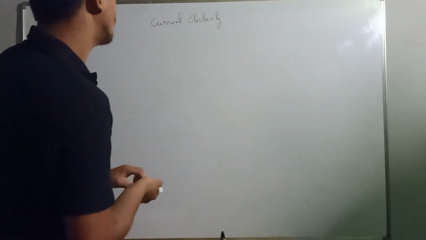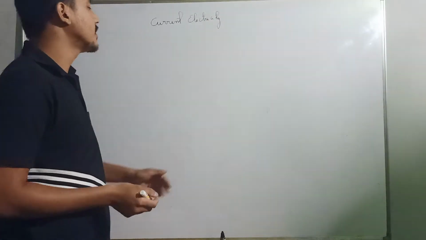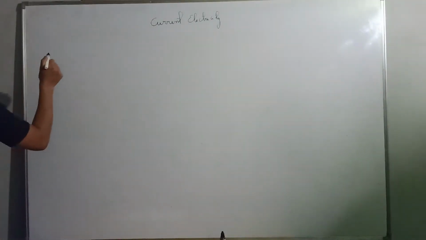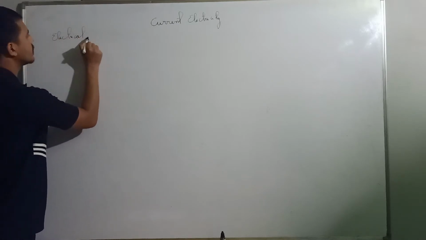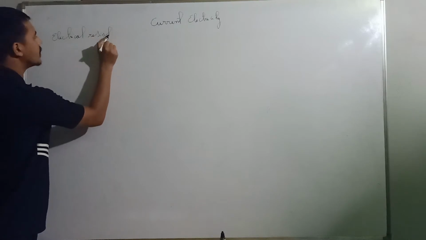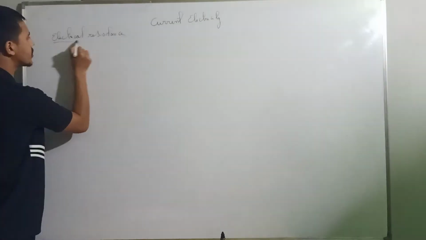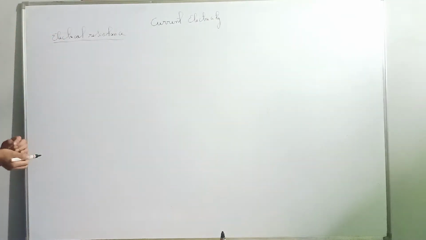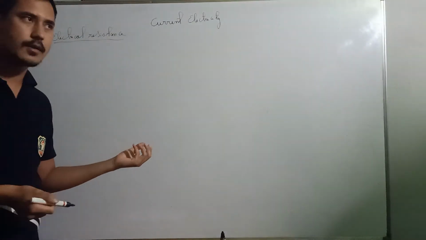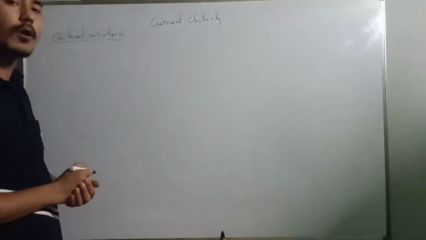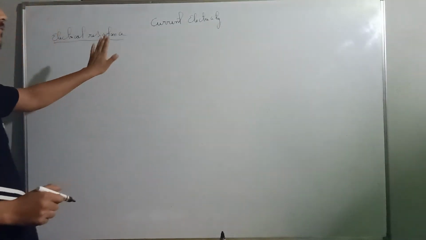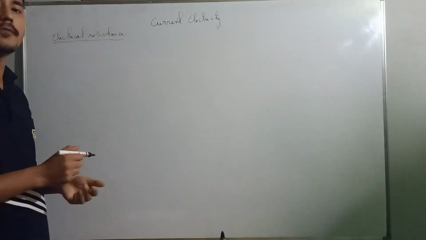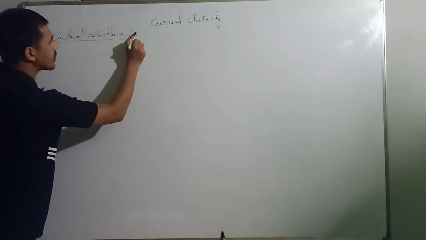This is the second video on current electricity, and in this video I'm going to discuss electrical resistance. So what is electrical resistance? Electrical resistance is the property of a material that obstructs the flow of electric current. Electrical resistance is denoted by R.